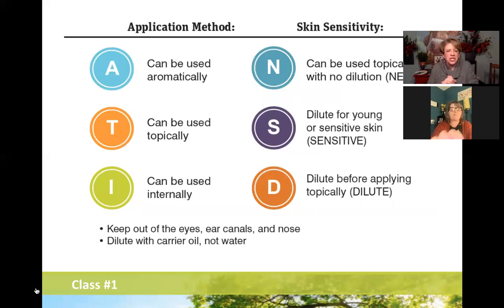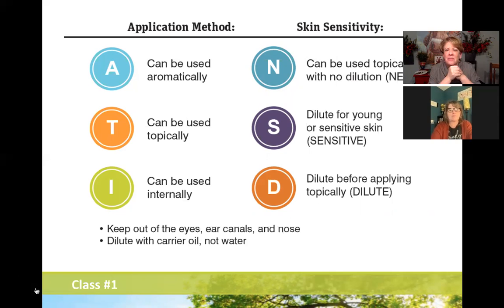Okay, this is the one chart that I think you're going to find useful, one of them. This is just your reminder of all of the things that I just said. If there is an A, a T, or an I beside anything that we're referring to in doTERRA's products, this is standard through all of the website, all of their printed materials, all kinds of stuff like that.